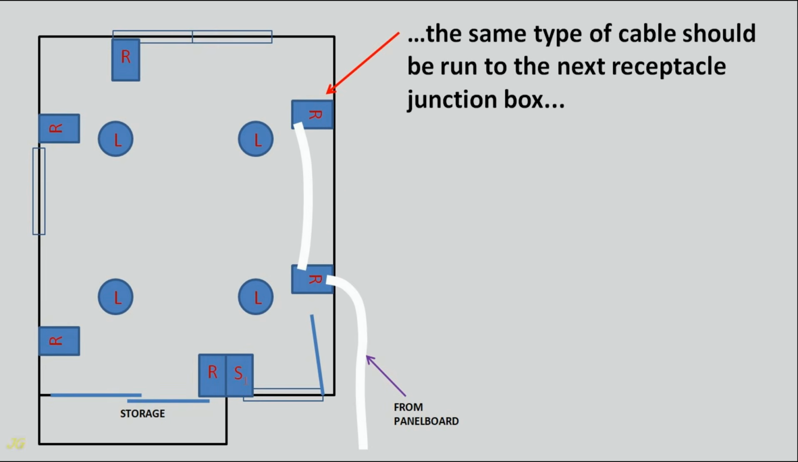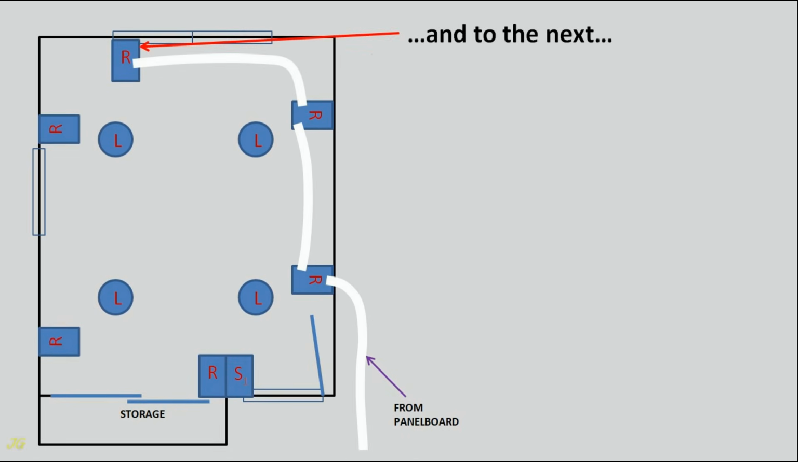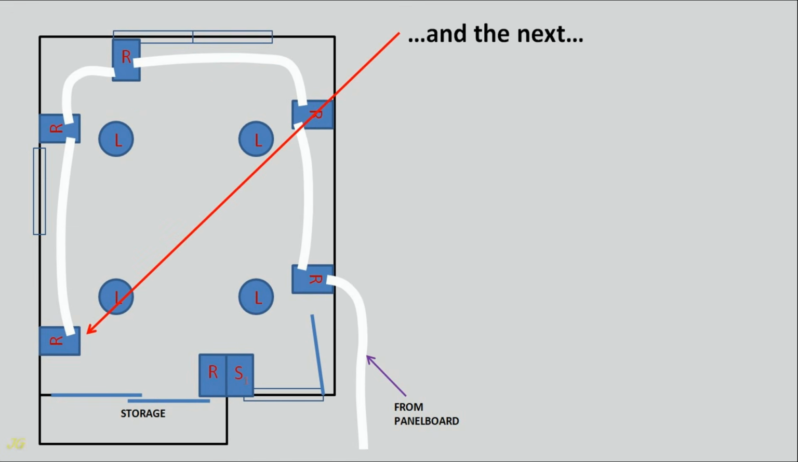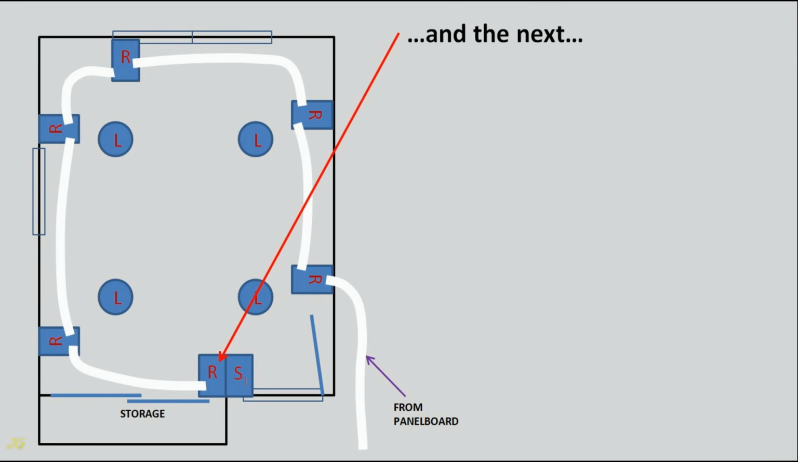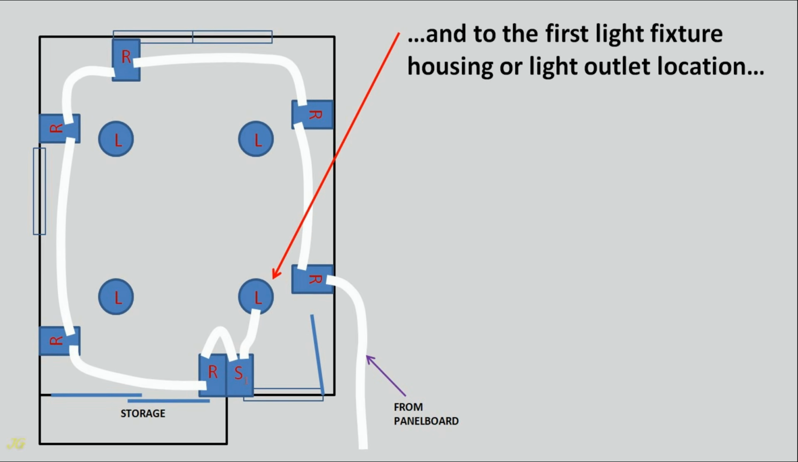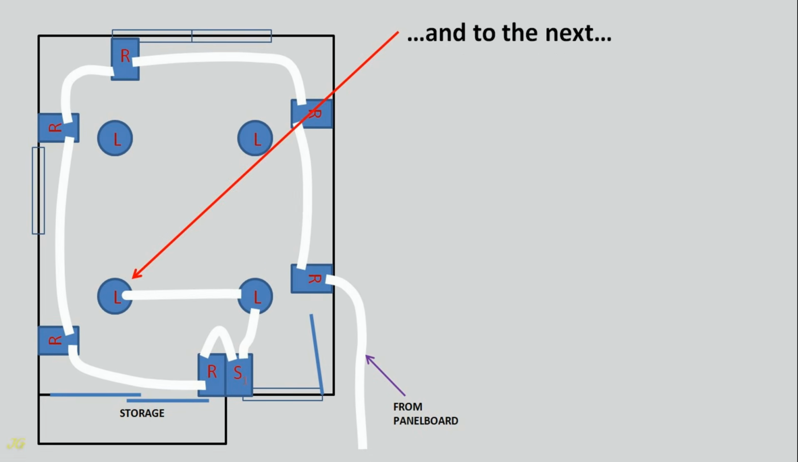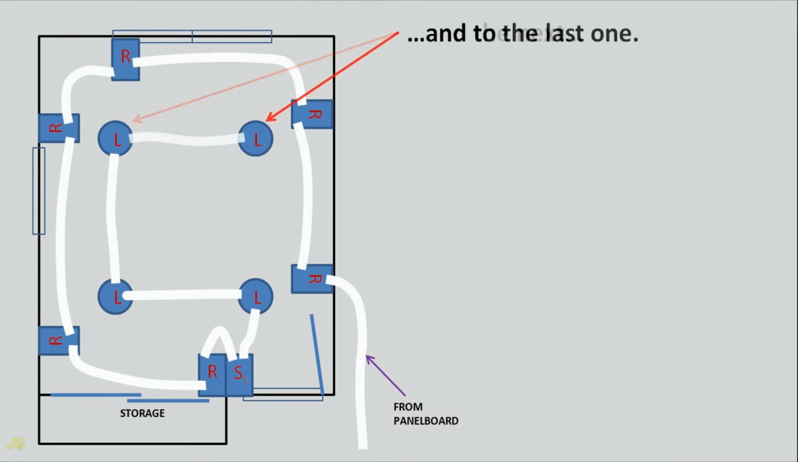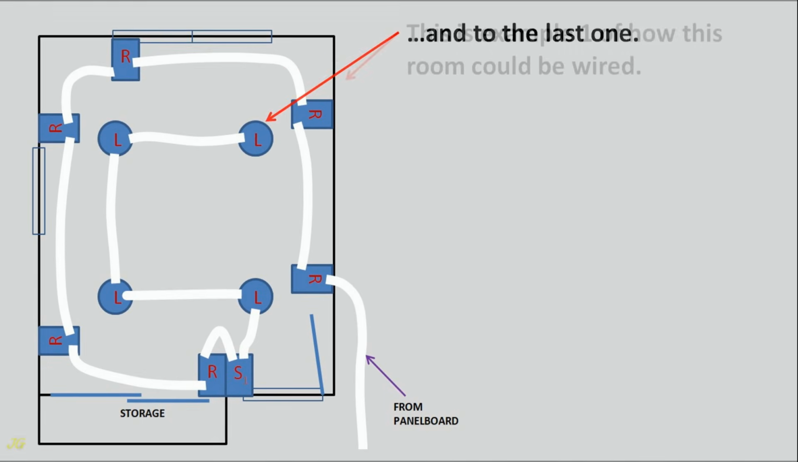The same type of cable should be run to the next receptacle junction box, and to the next, and the next, and to the switch junction box, and to the first light fixture housing or light outlet location, and to the next, and to the last one.